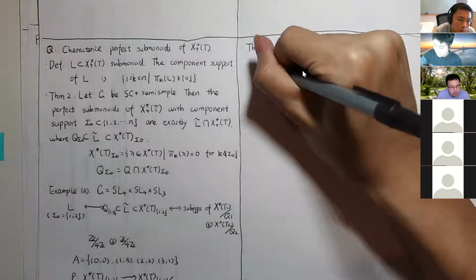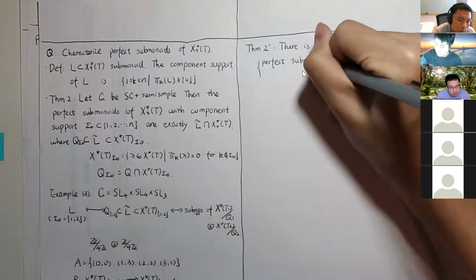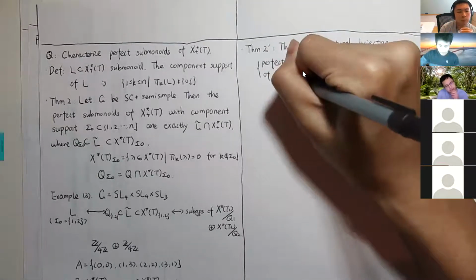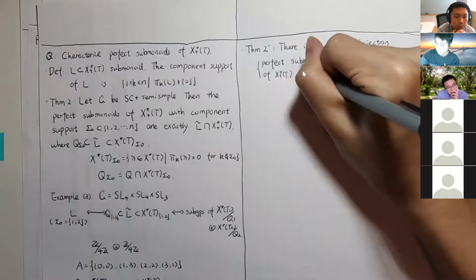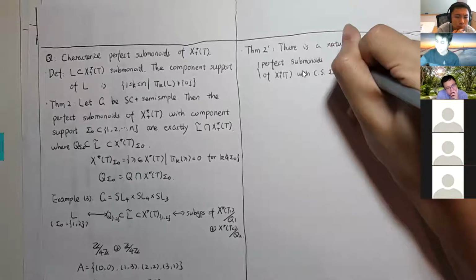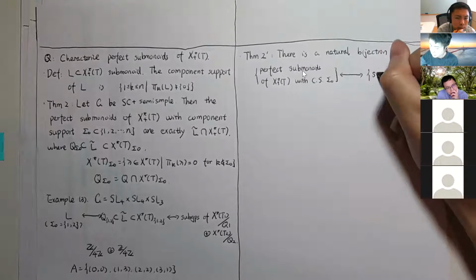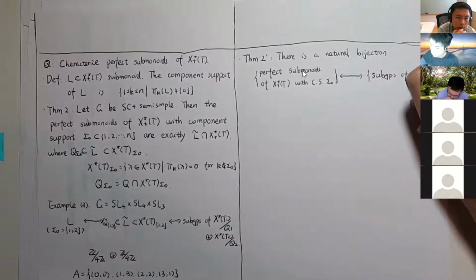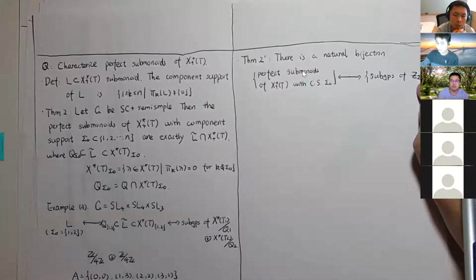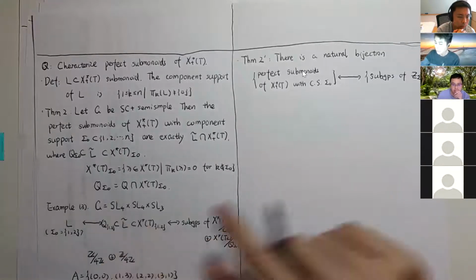So on the left-hand side are the perfect submonoids of dominant weights with, I'll just briefly write, the component support sigma 0. Okay, I use this to denote the component support, and with the subgroups of what we call Z sigma 0. So this sigma 0 is the subgroup of Z, which is a subgroup of the center Z of G.